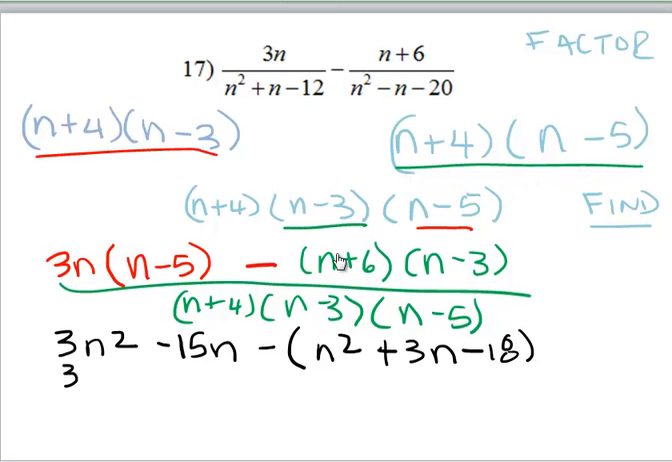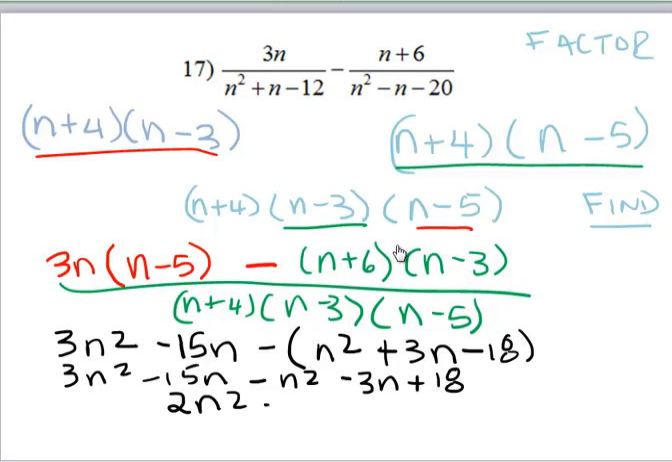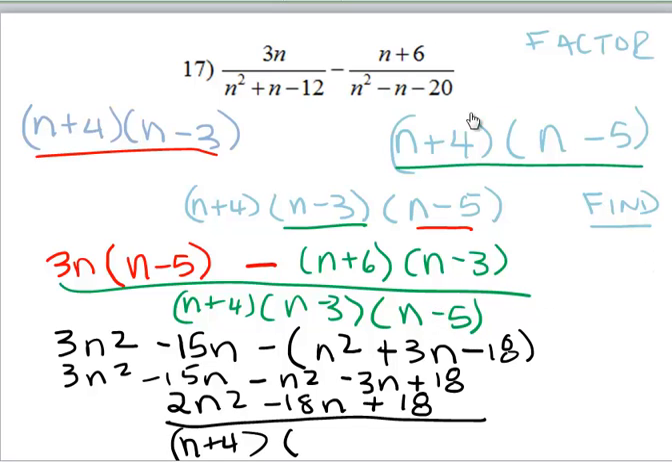And after I deal with this, I'll have 3n squared minus 15n minus n squared. And this is where it gets tricky, because this turns this into a negative, and this turns this into a positive. Okay, and after I do all of my housekeeping, once I cancel out and combine like terms, I will end up with 2n squared minus 18n plus 18. I could pull the 2 out, but it's still going to end up with something that's not factorable. And all of that is over n plus 4. Don't forget this. n minus 3 and n minus 5.